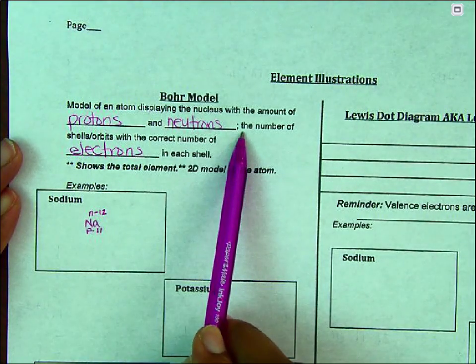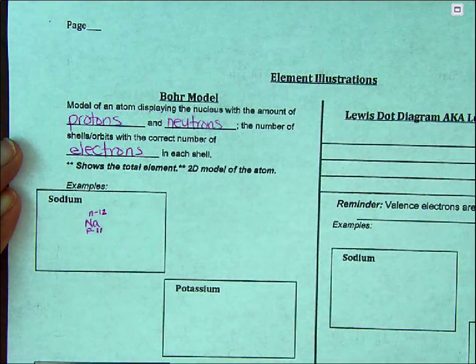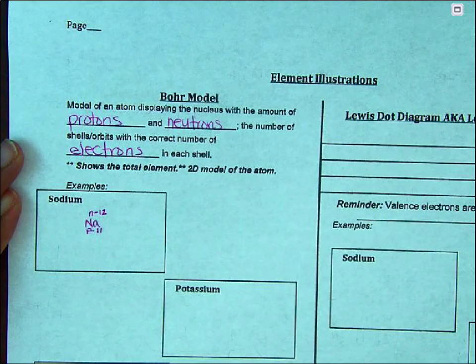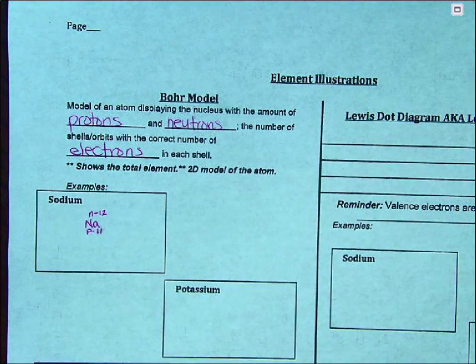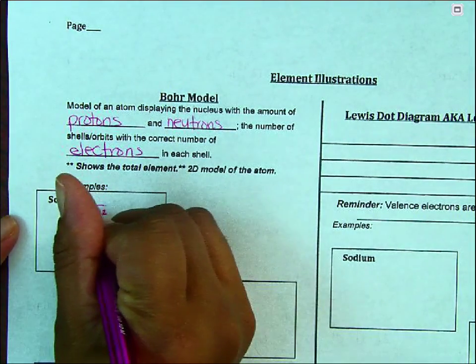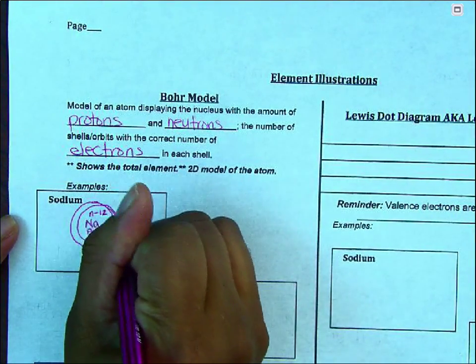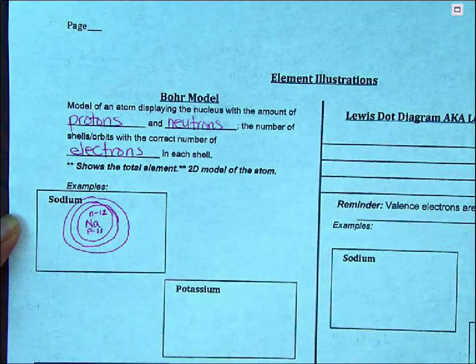Now it also shows us the number of shells or orbits with the correct number of electrons. First we must put the shells. What on the periodic table tells us how many shells are for an element? How many energy levels, or how many orbits it has? What do we need to be looking at, Brianna? The rows or the period. So what row or what period is sodium in? Row 3. So how many shells should it have? 3. So we need to put 1, 2, 3.